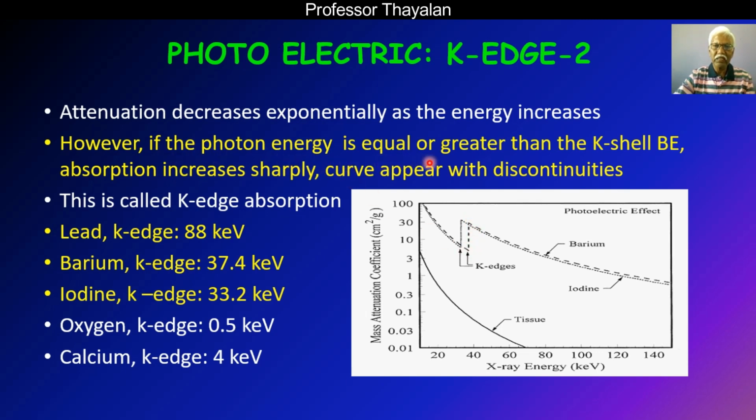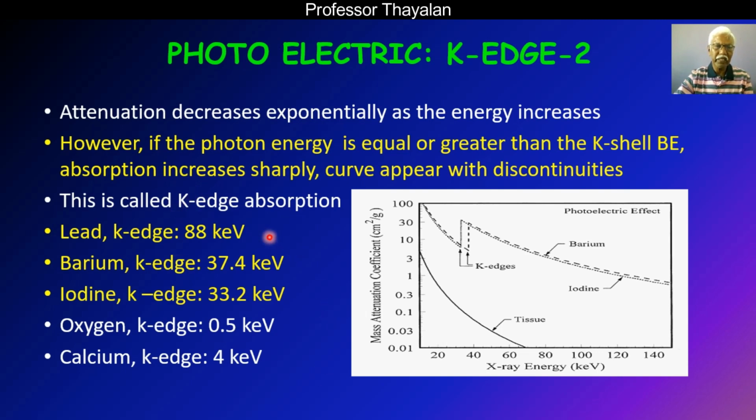If the photon energy is equal to or greater than the K shell binding energy, the absorption increases sharply. The curve appears with discontinuities. So, whenever the energy is equivalent to the K shell binding energy, there is a sharp absorption of energy in the atom. This is called K edge absorption. K stands for K shell.